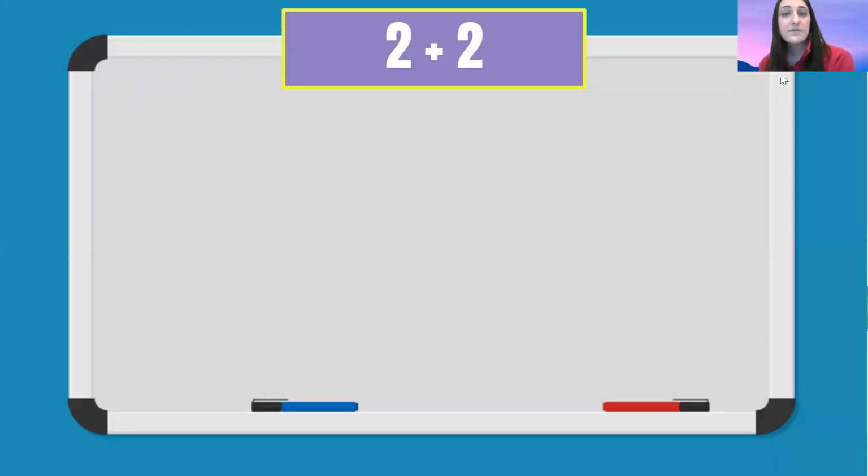Our first problem is 2 plus 2. So we see a plus sign in the middle, which means we know we're going to add. Let's circle our plus sign so we don't forget to put things together. We're going to use a picture to show this problem, and I think we should use circles. So for the first number, we have 2. That means we're going to draw 2 circles.